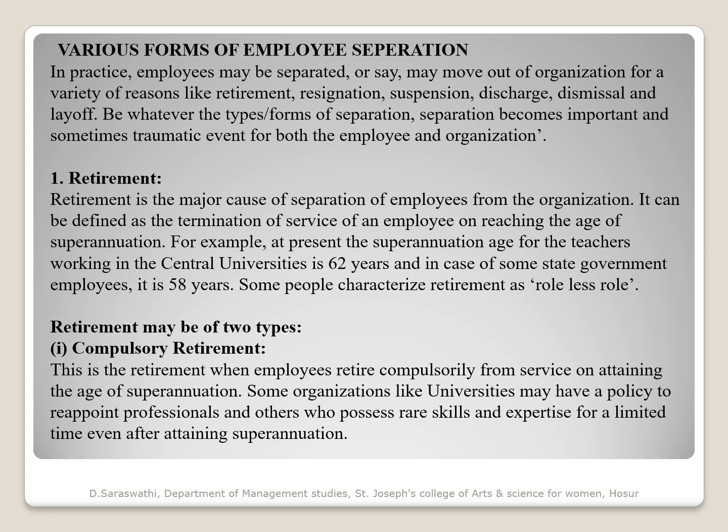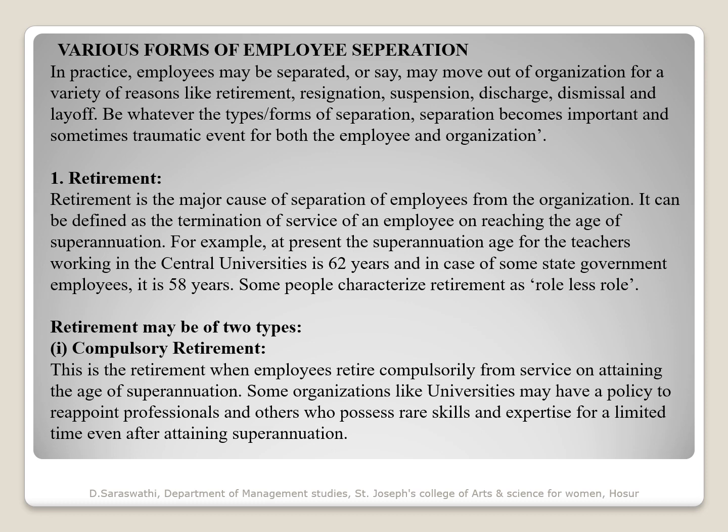We all know these words. So the people, once they attain the age of 62, which we call superannuation, or the age of 58, will be retired from their job. We also call that a roleless role. Retirement is a major cause of separation of employees from the organization. The employee will be moving out of an organization. It is a termination of service of an employee when reaching the age of superannuation.